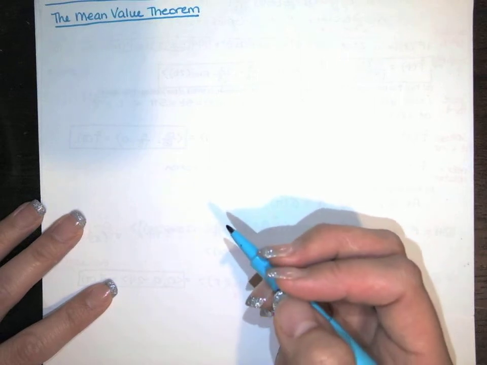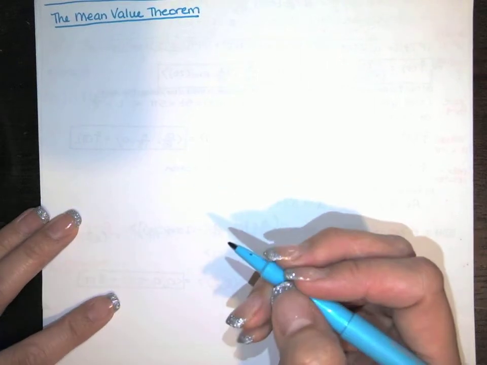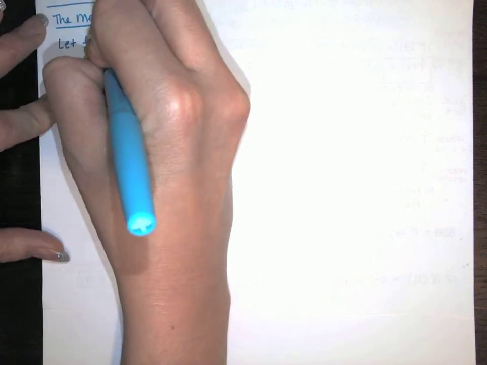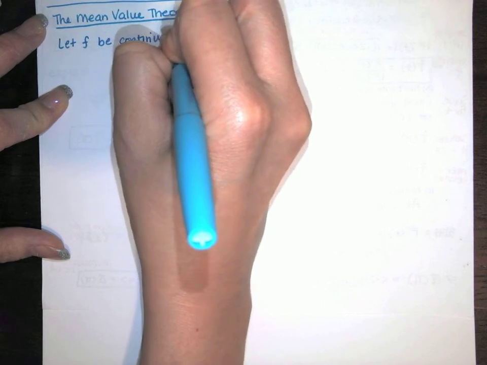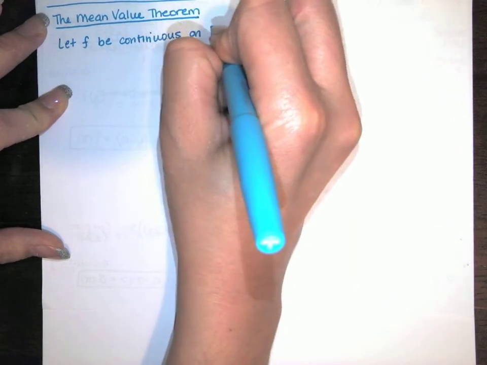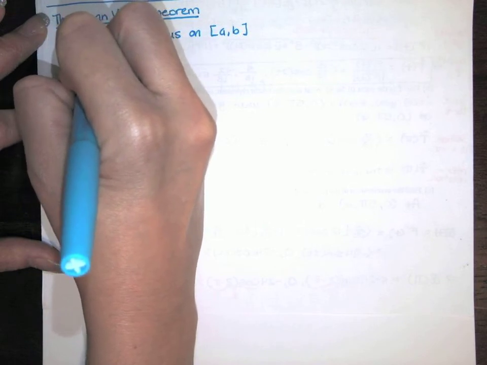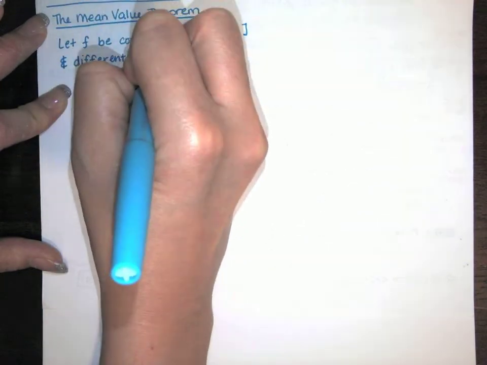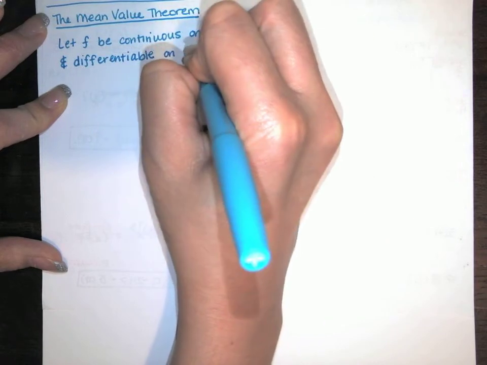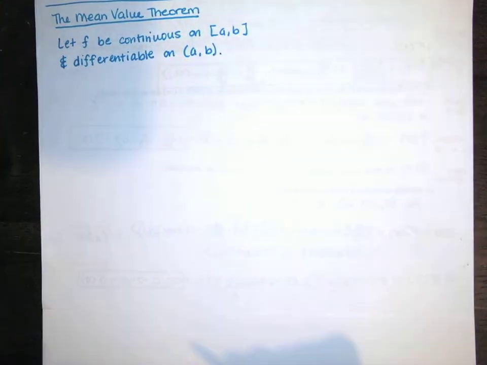And I think you'll see why it's important, at least in applications, in just a minute when I tell you what it says. So the mean value theorem says, let f be continuous on the interval from a to b and differentiable on the interval from a to b, the open interval from a to b.